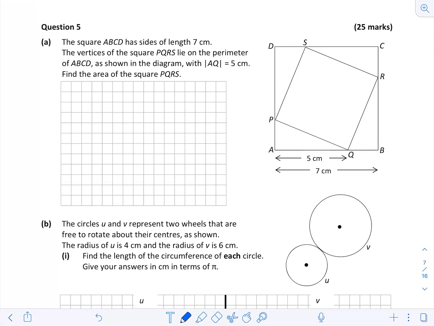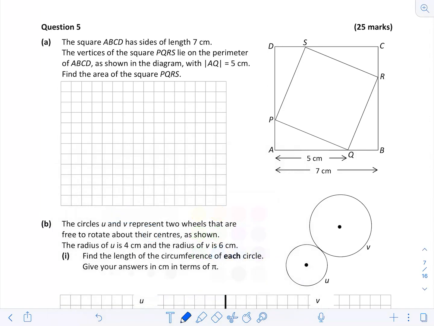Question 18, question 5, paper 2. The square ABCD has sides of length 7 centimeters. The vertices of the square PQRS lie on the perimeter. So I'm reading the question, I'm checking to see if the information given in the question is given in the diagram. So this is 7 centimeters, that's contained down here.